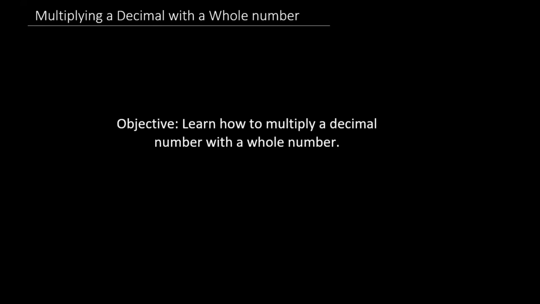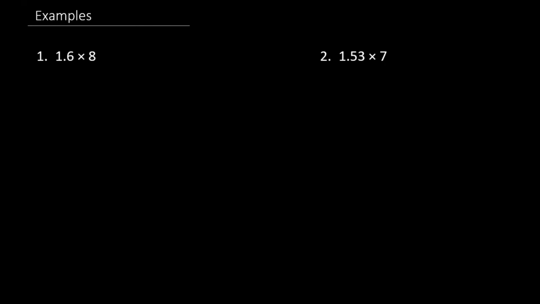The objective of today's lesson is learning how to multiply a decimal with a whole number. So we'll be looking at questions like 2.8 times 3 or 3.6 times 4. So let's get started. The first example is 1.6 times 8.